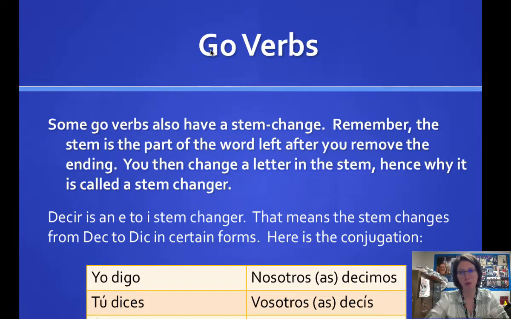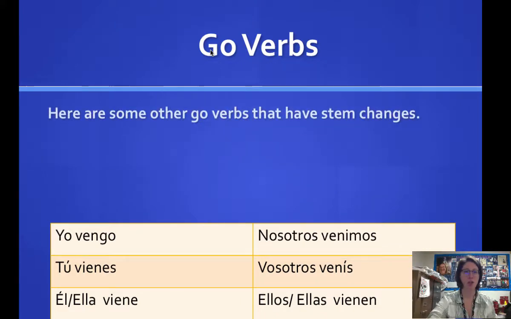So this is the big thing with the go verbs, most of them are normal. So poner, hacer, salir, it's just that go that changes. But then we have some really hard ones like decir that you're just going to have to memorize the whole chart because it's different. Okay. Here's another one that has a stem change, and it's venir.